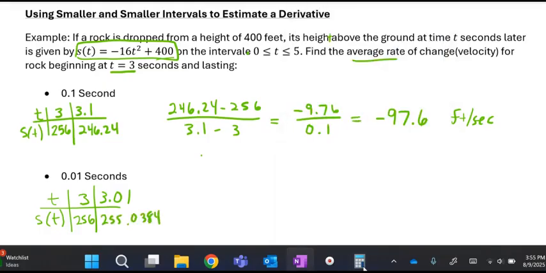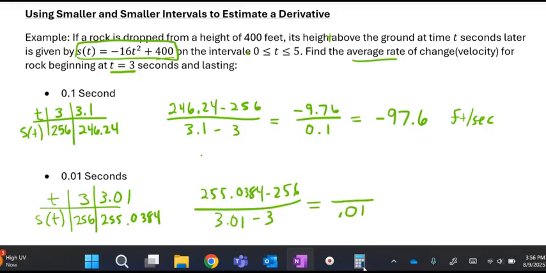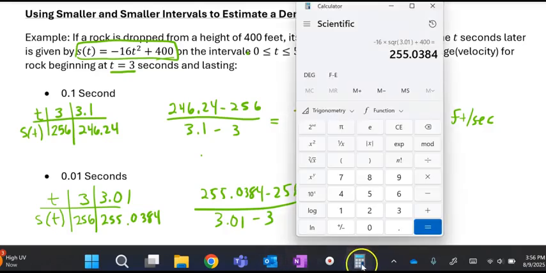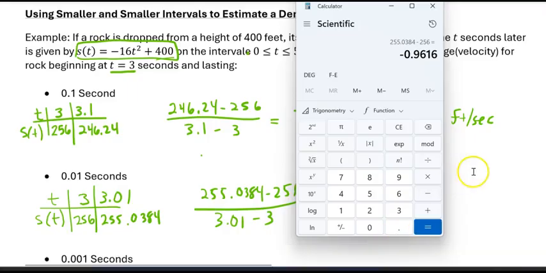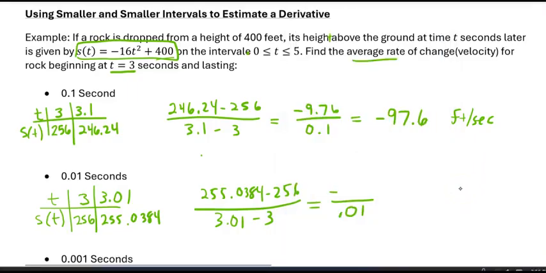Now we take those numbers and find the average rate of change: 255.0384 minus 256 over 3.01 minus 3. The bottom is pretty easy, that's 0.01. For the top, I go back to the calculator and subtract 256, and I get negative 0.9616. When I divide by 0.01, I just move the decimal place twice. It's negative 96.16 feet per second. It's very similar, but notice as we squeeze that time down, it gets a little lower.